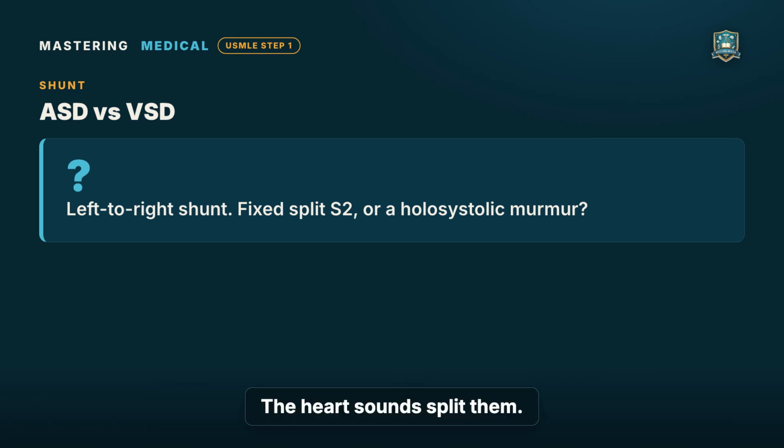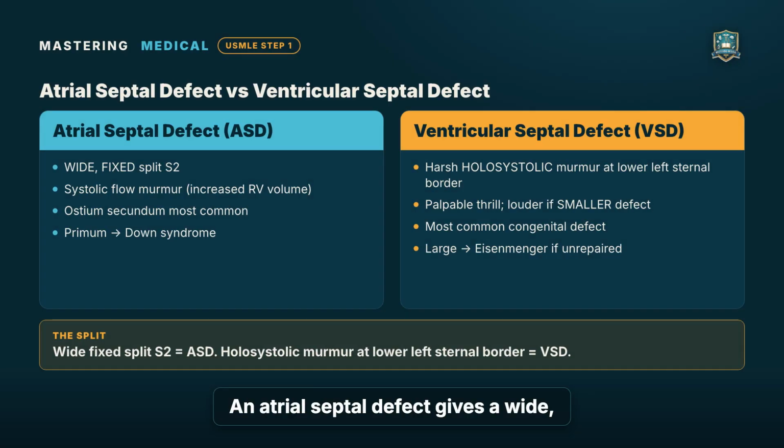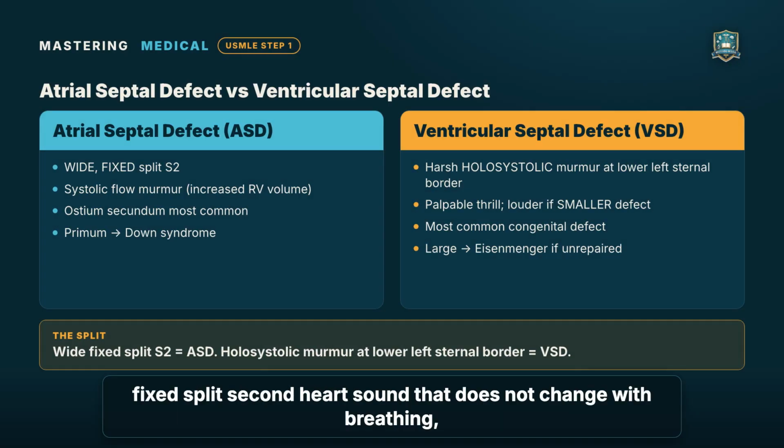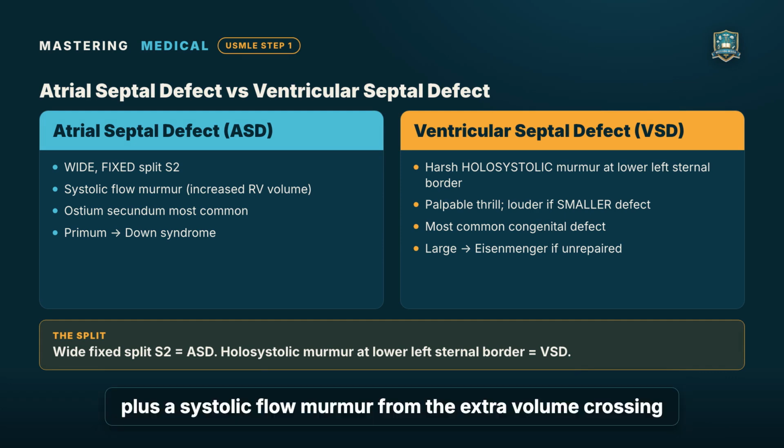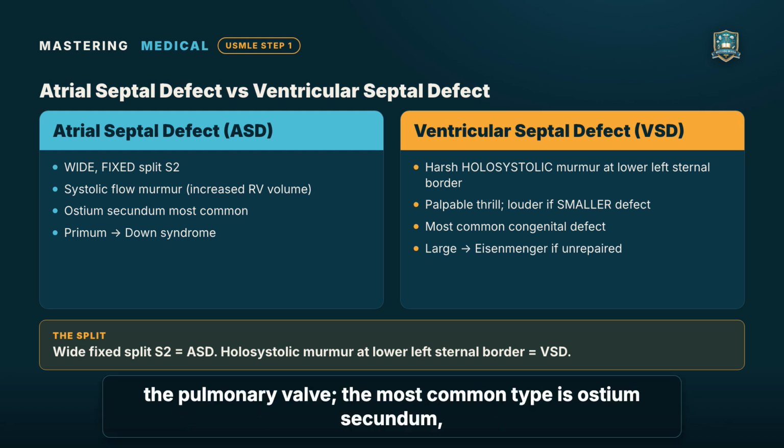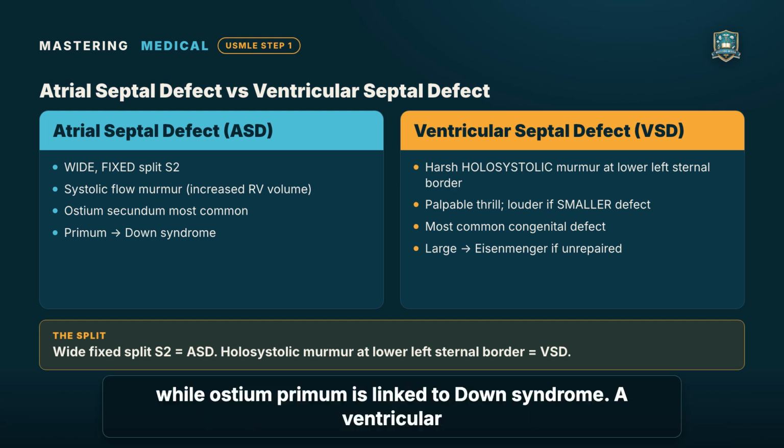The heart sounds split them. An atrial septal defect gives a wide, fixed split-second heart sound that does not change with breathing, plus a systolic flow murmur from the extra volume crossing the pulmonary valve. The most common type is ostium secundum, while ostium primum is linked to Down syndrome.